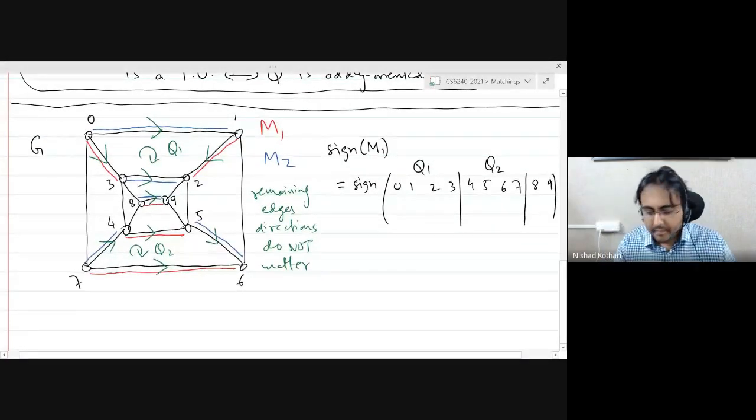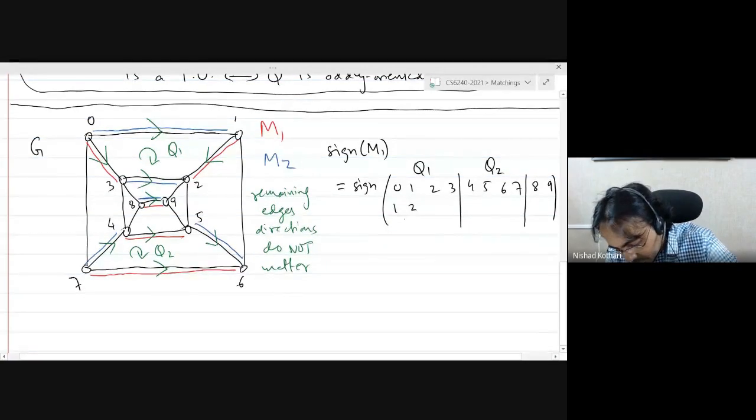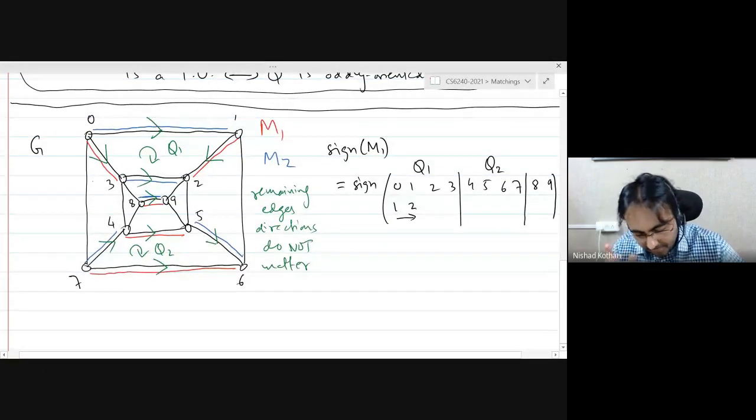Okay. And so this is the red perfect matching. So let's look at the edges. I'm first going to take edges of Q1, then I'm going to take edges of Q2. Okay. Because basically they are not going to interfere with each other. That's the idea. So Q1 has an edge 1, 2, which is going from 1 to 2. Sorry, M1. Then it has the edge 0, 3, which is directed from 0 to 3.